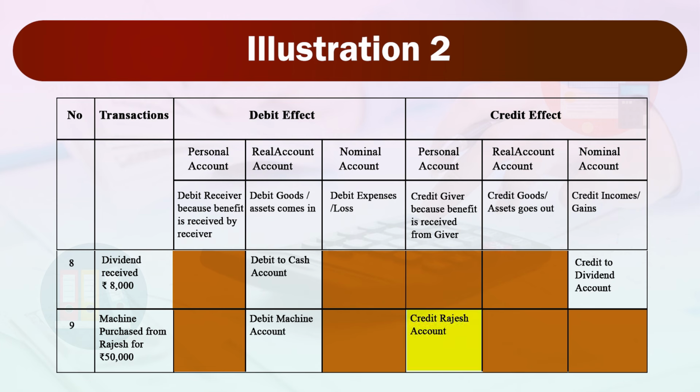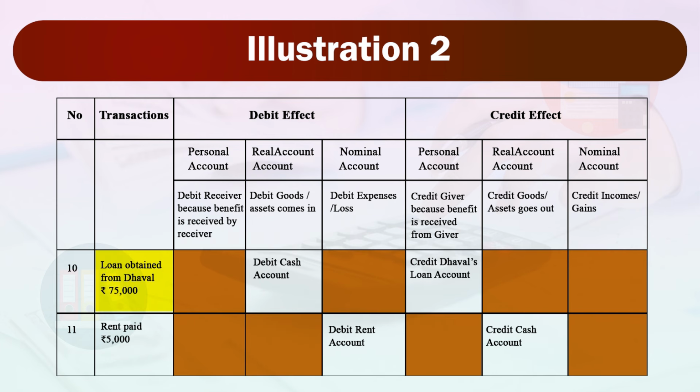So, we will credit Rajesh's account. Next is loan obtained from Dhaval rupees 75,000. Now, we are receiving cash. So, again cash account, which is treated as a real account, rules of real account will be applied, that is debit whatever comes in and credit whatever goes out. So, cash is receiving, so cash comes in the business, so we will debit the cash account, and Dhaval is the giver, Dhaval is giving the benefit of loan, so we will credit Dhaval's loan account.